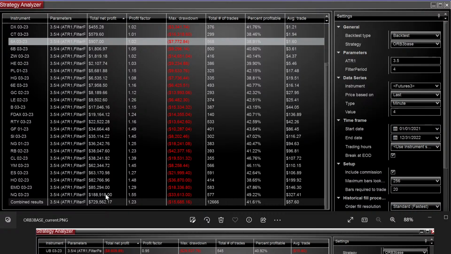Now let's look at our best performers. Look at the drawdown. So our NQ, the drawdown went up on the NQ. Same on HO. Our drawdown went down.